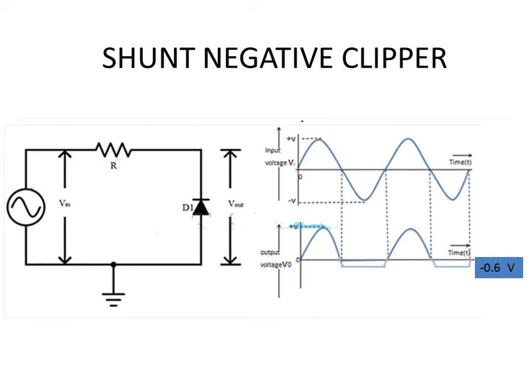But in actual practice, diodes are not ideal. So what is happening is that when the diode is forward biased, that means during the negative cycle, this potential barrier will be there. So this diode is going to act like a battery whose voltage is 0.6 for a silicon diode. And how is that battery connected?